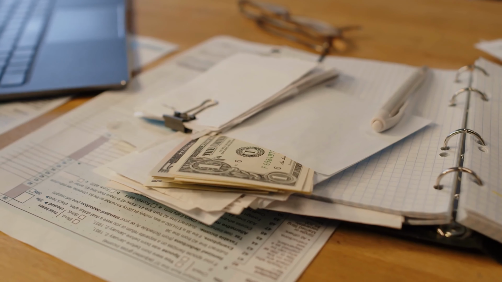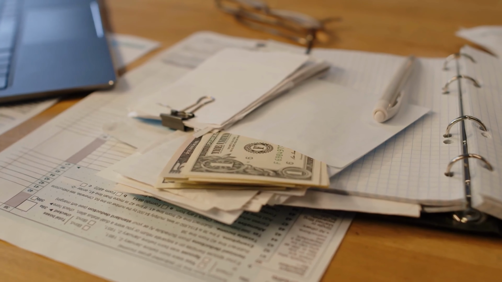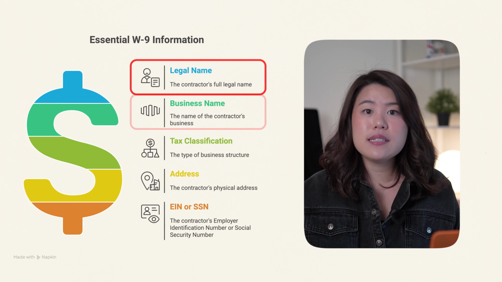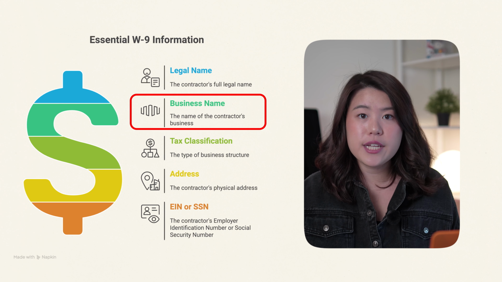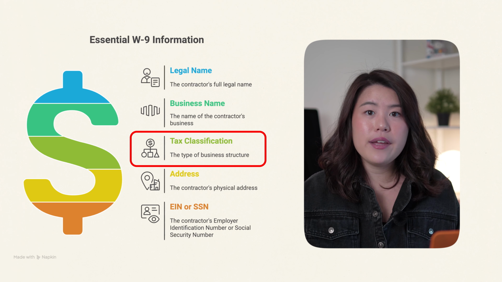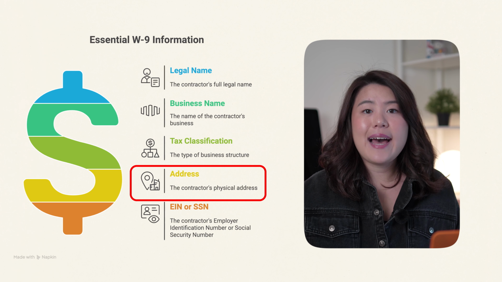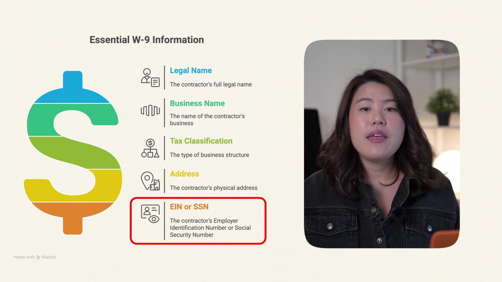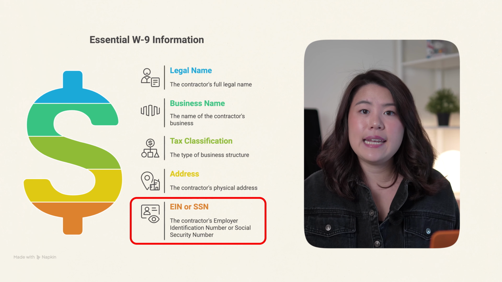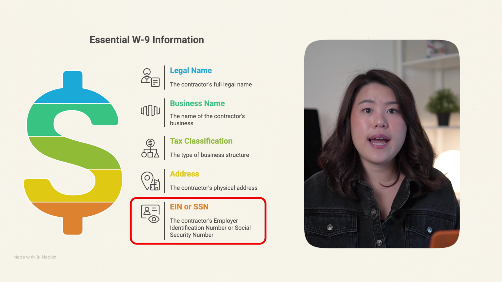A W-9 provides the exact information the IRS requires for you to legally report what you paid the contractor, including their legal name, business name if using an LLC or corporation, tax classification, either a sole proprietor, LLC, S Corp, etc., address, and EIN or SSN. This information flows directly onto the 1099-NEC you issue at your end. If a contractor refuses to provide a W-9, you cannot hire them. You cannot legally create a 1099 without this information, and the IRS holds the payer, your LLC, responsible, not the contractor.